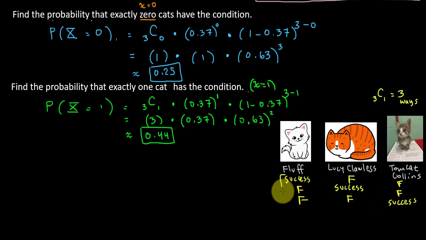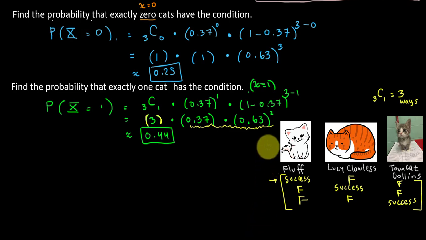So there are 3 ways that one cat could have the condition, which is why we multiply over here by 3, because 0.37 times 0.63 squared is not enough. That would be the probability that maybe just Fluff has the success. But we need to incorporate the 3 ways. That's what that combination is all about.